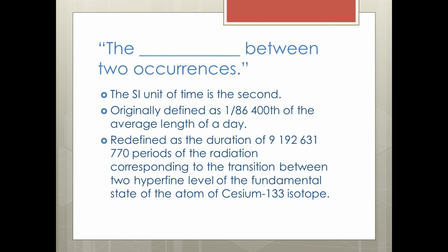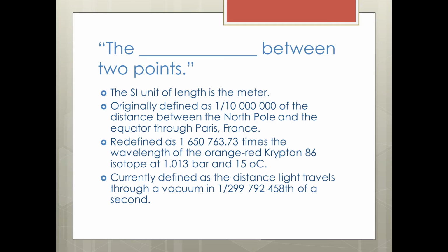Now, it was originally defined as 1/86,400th of a day, but they found that days change. The Earth doesn't always spin exactly the same, believe it or not, so we had to change it. Length was originally defined as 1/10,000,000th the distance between the North Pole and Paris, France. Guess what? That's not that great, because is it really easy to calculate the distance between the North Pole and Paris, France?